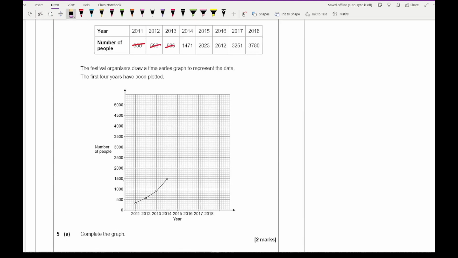Don't know why I'm crossing them off, because I shouldn't be doing that. Let's get the highlighter. So those 4 are done. So the next one for me to plot is 2015, which is at 2023. Now again, you want to just try and get as close as possible. So for this, that's going to be there. For 2016, that's going to be 26, so that's going to be there. For 2017, that's 32, which is about there. And for 2018, it is at 37, which is about there.